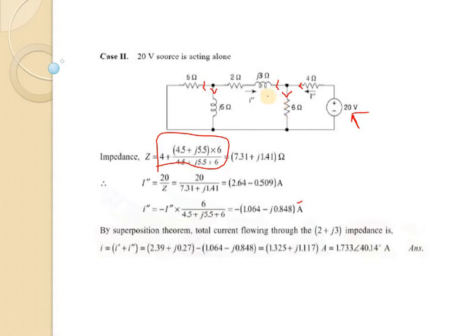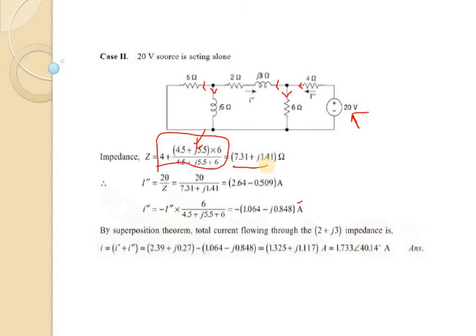Then again this 6 ohm plus all this will be parallel with this 6 ohm. Then this total is in series with 4 ohm. So the total calculation, same way, 4 plus this 4.5 plus j5.5, has been counted from this calculation. After calculating this 5 plus j5 ohm, then put it in series with the addition, this has been written directly, and this 6 ohm in parallel. So the total impedance value we have got is 7.31 plus j1.41 ohm.